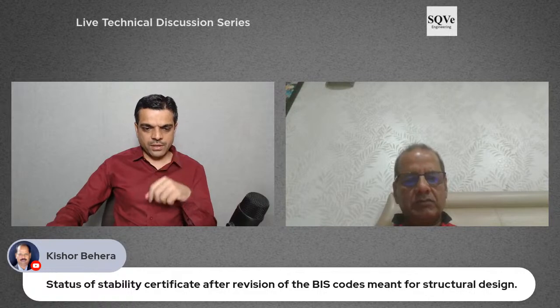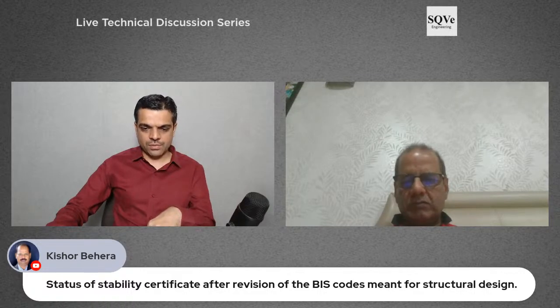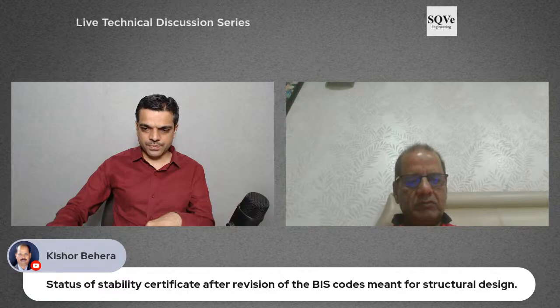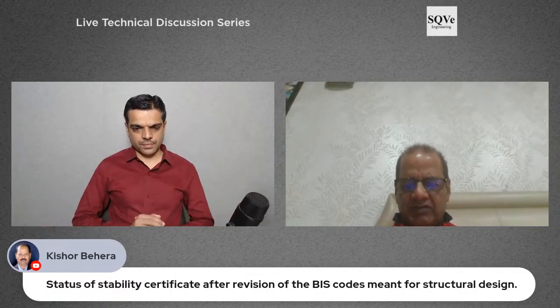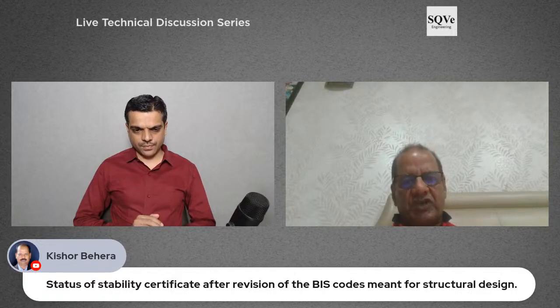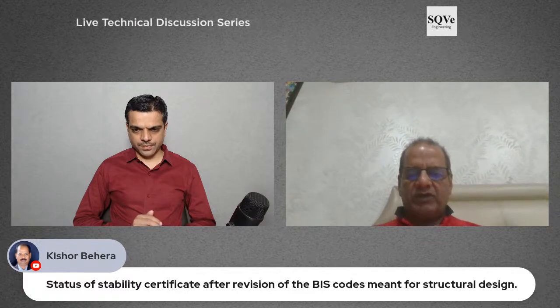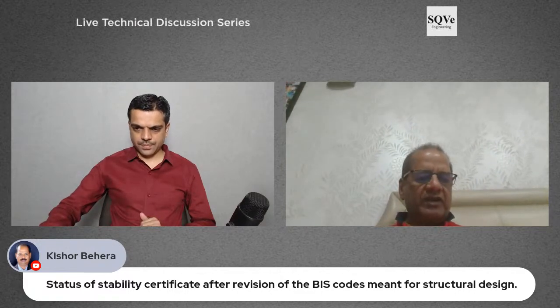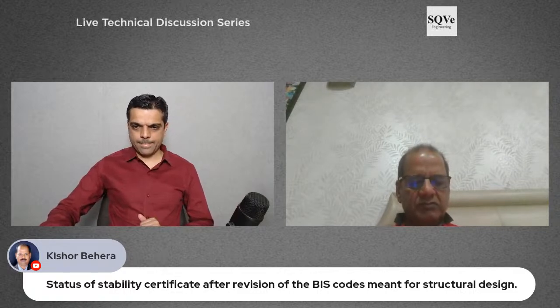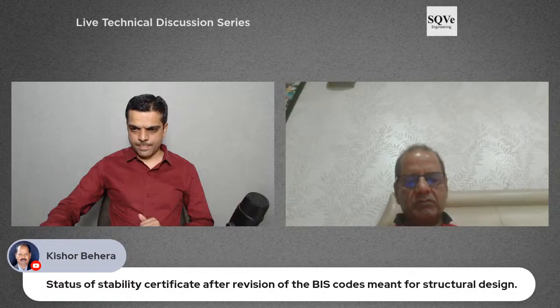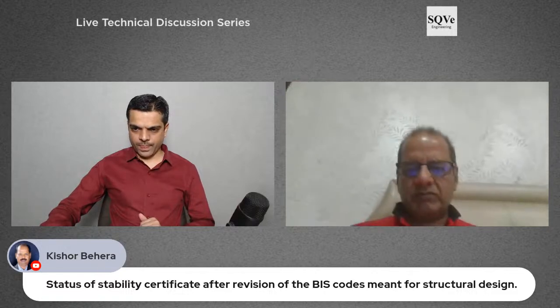Status of stability certificate after revision of BIS codes for structural design. The stability certificate remains valid because it is issued on that day, unless and until the building undergoes any change or there is a requirement from the client about the upgradation of the building to the new code. The certificate is valid as it is. Nothing wrong.